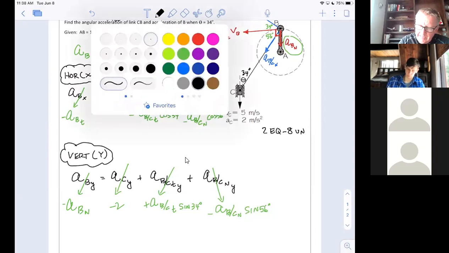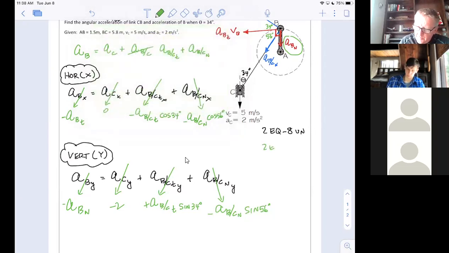But now that I'm in green, what do I have? I still have 2 equations, but how many unknowns am I down to? What do you get? Two. I'm seeing acceleration of BT, acceleration of BN. That's a bummer because those are not the same. And then I got BCT, BCT. So at least that's a repeat. And then BCN and BCN. And that's a repeat. I'm seeing 4.